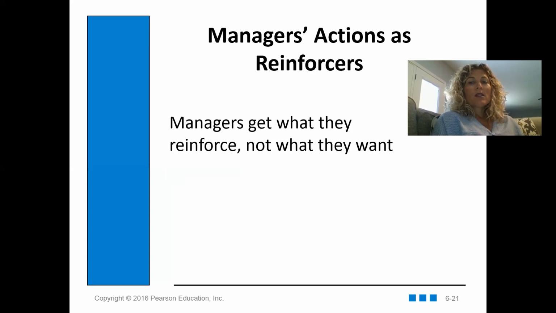When we think about rewards and discipline, we want to think about managers get what they reinforce, not what they want. So if I am reinforcing things that maybe I don't even realize, maybe I see there's some poor behavior from my employees and I don't do anything about it, in a sense, I'm saying it's okay, right? And so again, I'm going to get that behavior in the future, even though that's not what I want, because I'm reinforcing it in some way. And in this case, I'm reinforcing it by ignoring it.